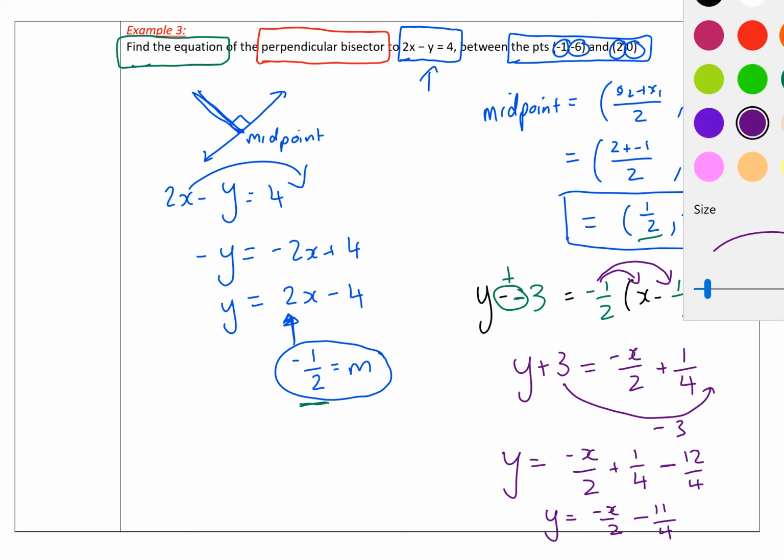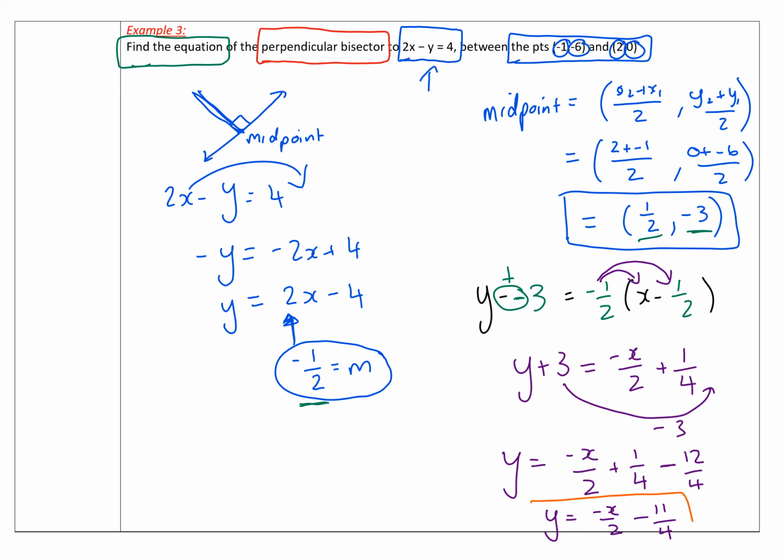So what have we found? Well, this is a line that is certainly perpendicular to this line here. But for it to be the bisector, it means it hits it at the midpoint.